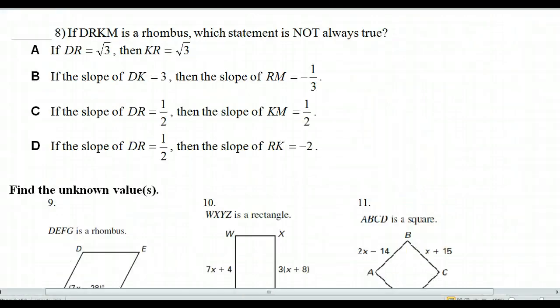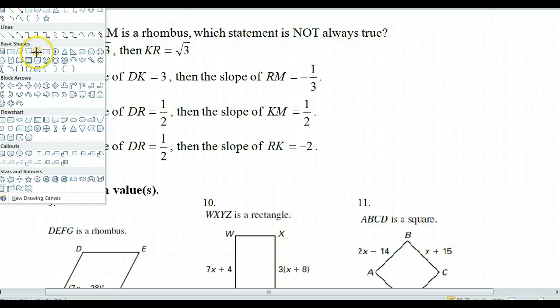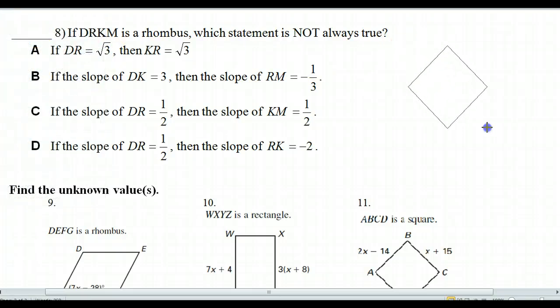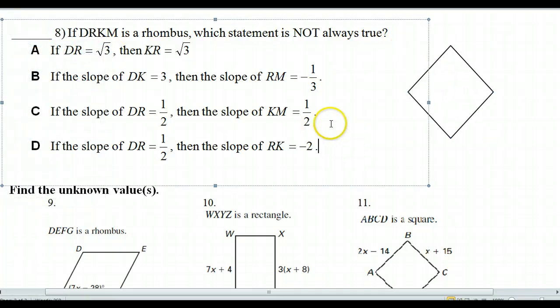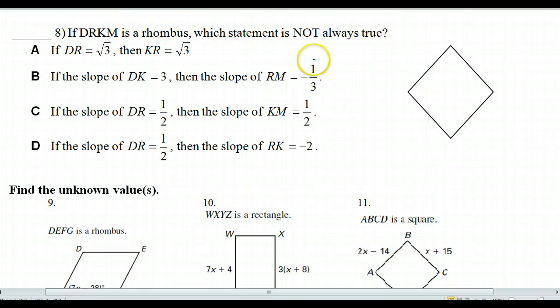So hold that in your brain as we go through number 8. Because it says rhombus, the diagonals are perpendicular, remember that. It will help us if we do a diagram, so I'm going to do a diagram. Here's a rhombus. Let me throw some letters on there. So D, R, K, M. We're already given the letters.